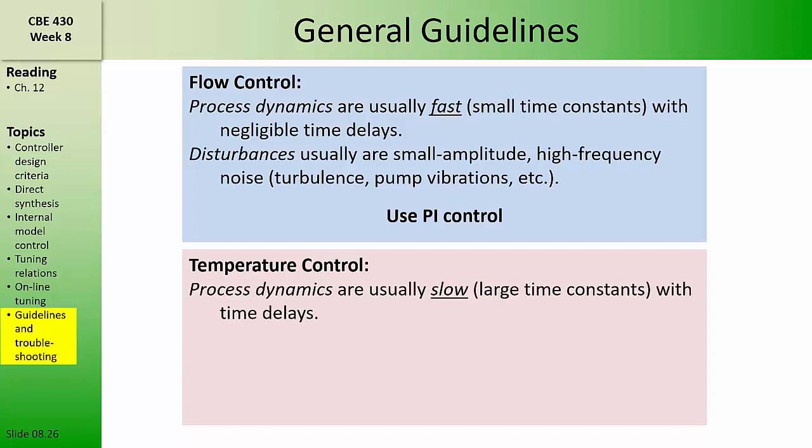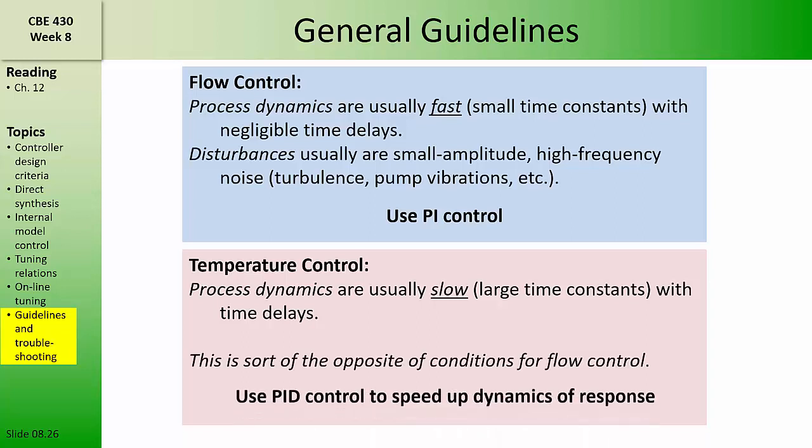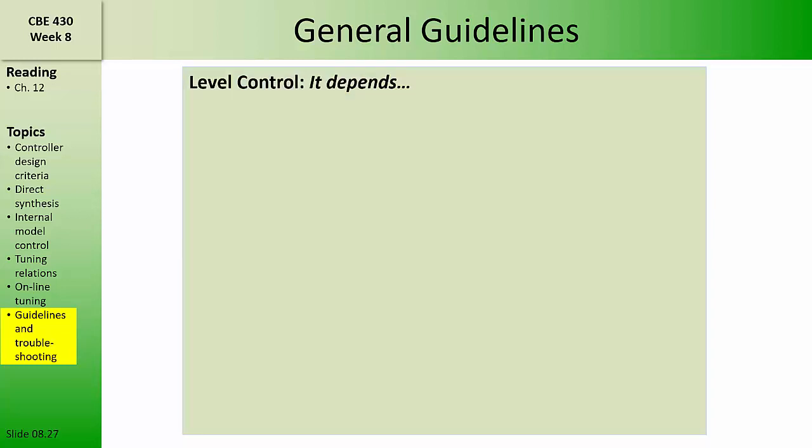When controlling temperatures, often process dynamics are slow. That is, they have large time constants and may have time delays. This is sort of the opposite of the conditions for flow control. Typically, PID control is used to speed up the process dynamics for temperature control loops. For level control, it depends.